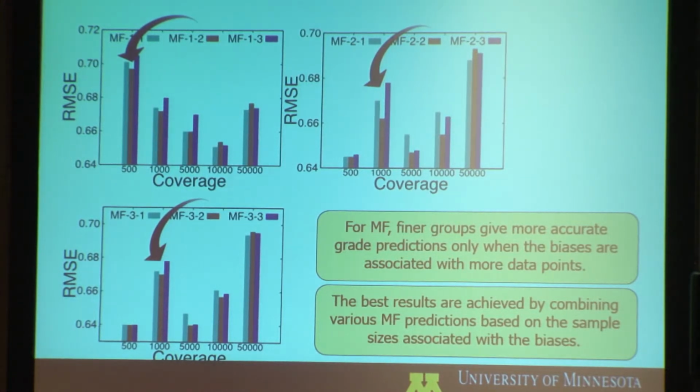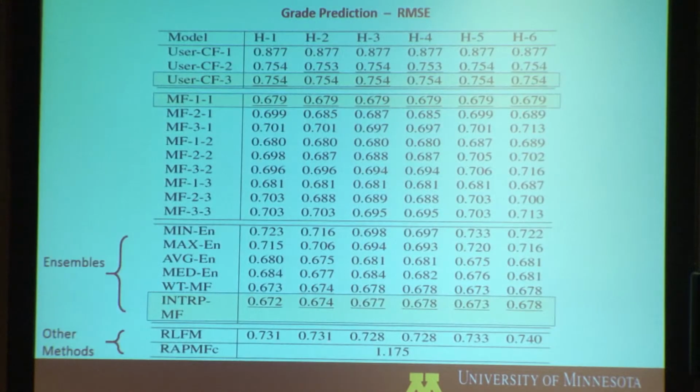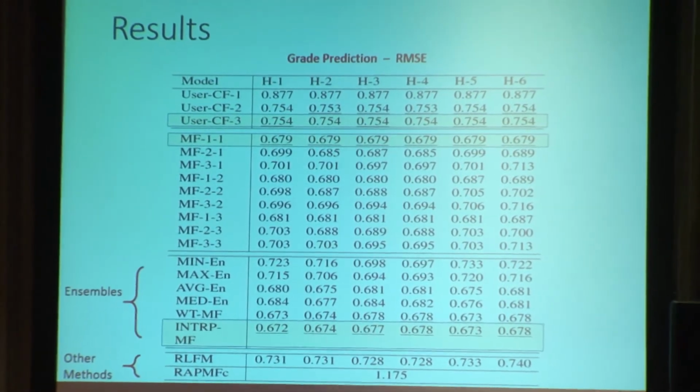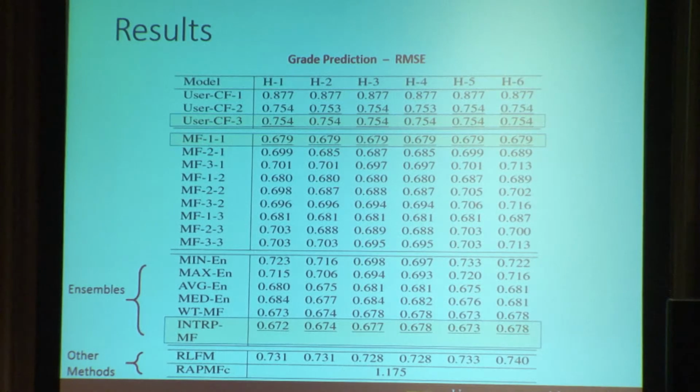And because of that, the best results are actually achieved by the interpolative method, in which we combine the predictions of the various matrix factorization methods based on the sample sizes. That also outperforms the response-aware and the feature-based methods from the literature as well.